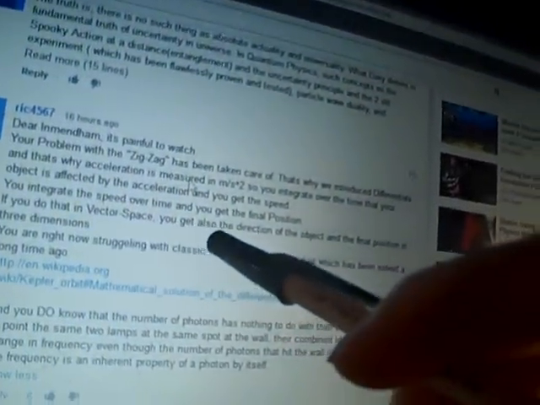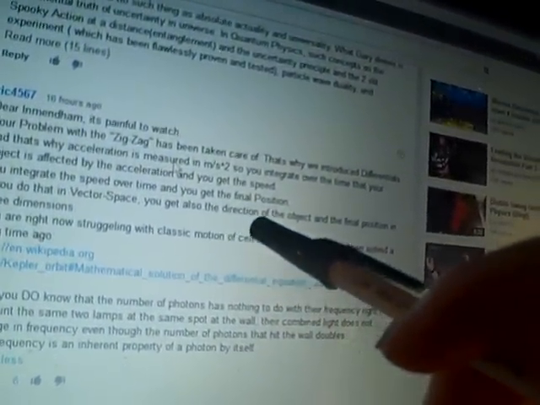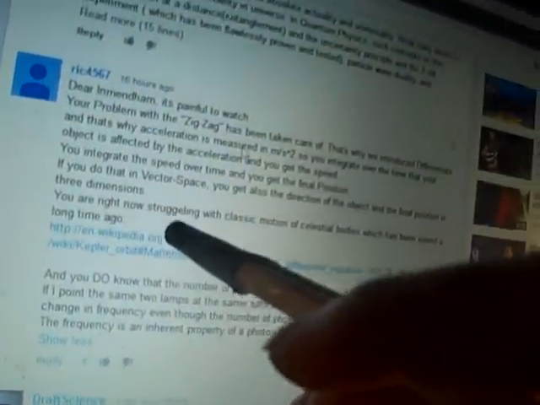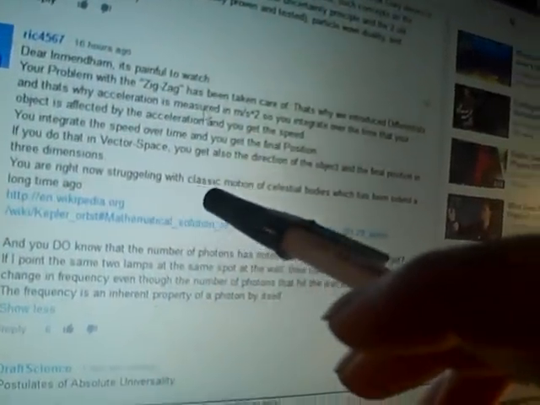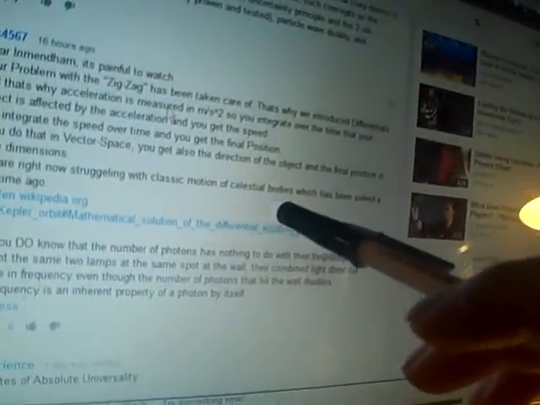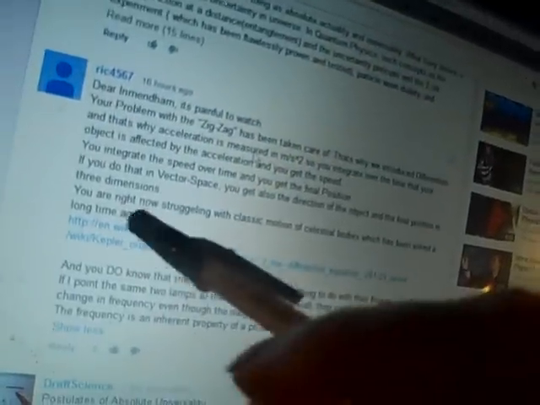I mean, it really matters what speed they have. Oh, shit. If you do that in vector space, you get also the direction of an object and its final position in 3 dimensions. You are right now struggling with classic motion of celestial bodies, which has been solved a long time ago. So he posts a link to Kepler stuff.